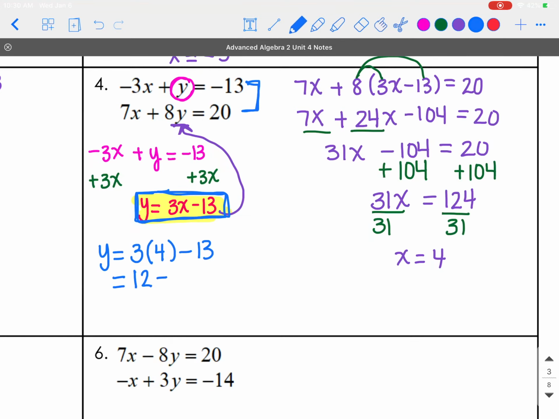This becomes 12 minus 13, which is -1. So my solution is the point 4, -1.